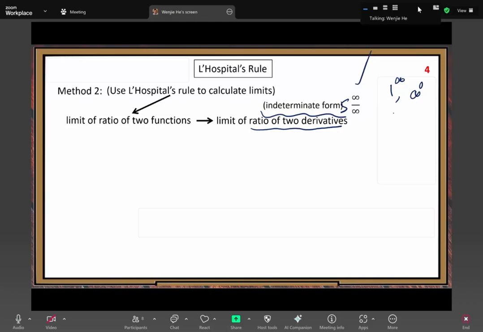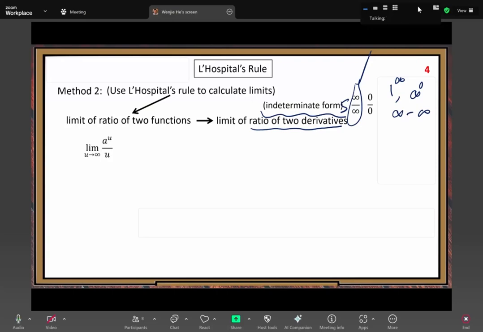Basically the answer is indeterminate. Infinity minus infinity, right? It's also indeterminate. It could be anything. So you have a lot of different indeterminate forms. But for this class, we only consider the first one, the infinity over infinity indeterminate form. All right, then let's do the calculation.